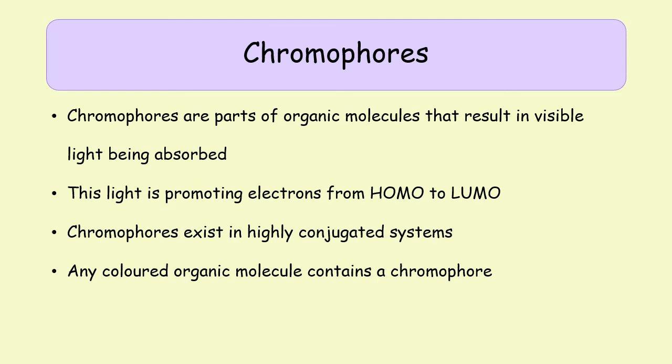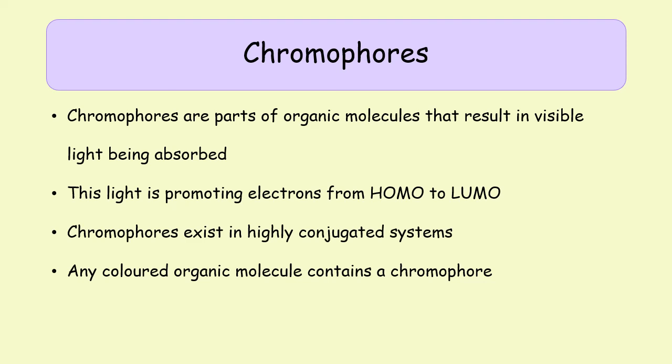The final thing we need to be aware of when it comes to coloured compounds is the word chromophore. Chromophore, particularly in older past papers, is a word that will be used, and it still can be used in modern advanced higher chemistry papers. It just means the region of an organic molecule that results in visible light being absorbed. If it's got this highly conjugated system, we would call that highly conjugated system a chromophore. It's got a low HOMO-LUMO gap, therefore can absorb visible light. And any molecule that has a colour contains a chromophore. So this word is just something to be aware of.